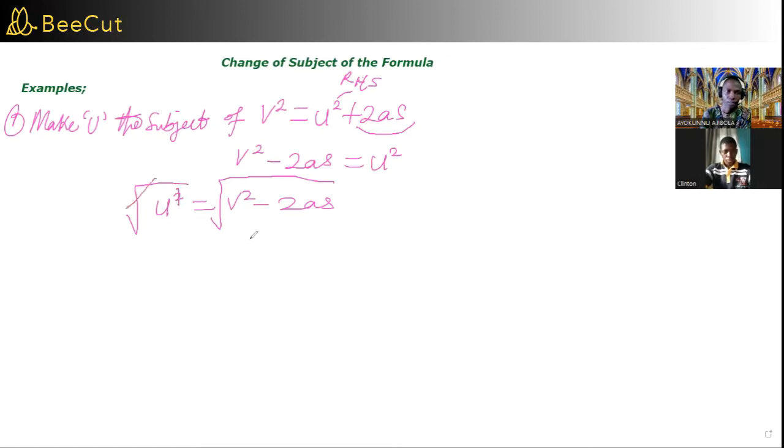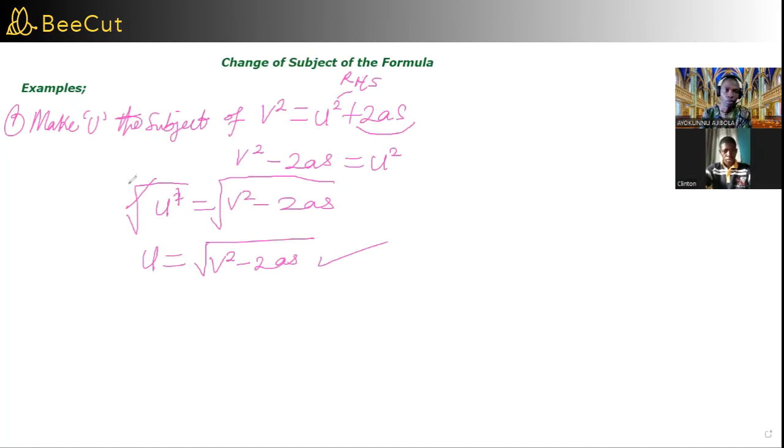So I now have the power cut by the square root. Even if the power is 3, I'm going to use cube root. Maybe the power is 4, I will use fourth root, and like that. So now, finally, I have u equal to square root of v squared minus 2as. And this is the answer.